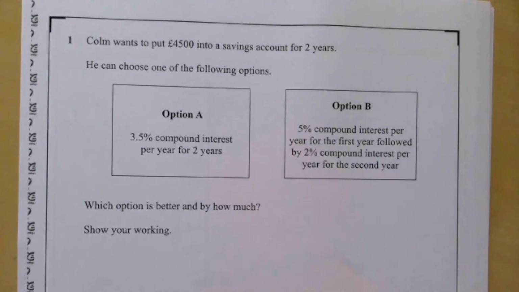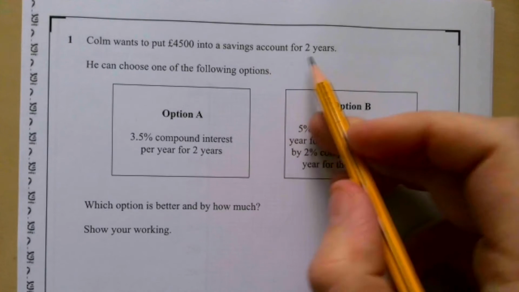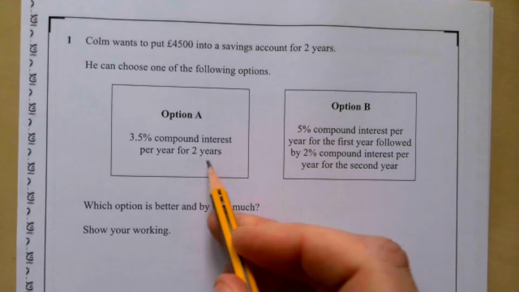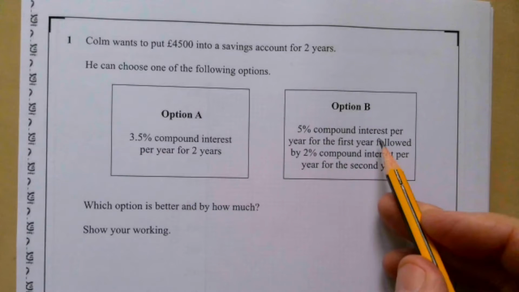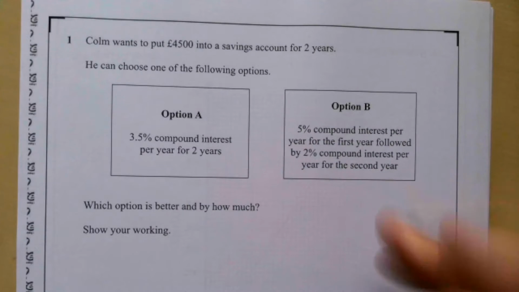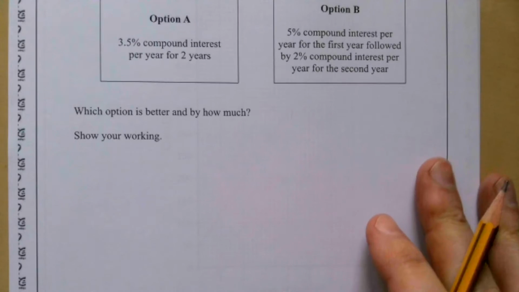Colm wants to put £4,500 in a savings account for 2 years. He can choose one of two options. Option A, 3.5% compound interest for 2 years. Option B, 5% compound interest per year for the first year, followed by 2% for the second year. Which option is better and by how much? So let's do some sums.